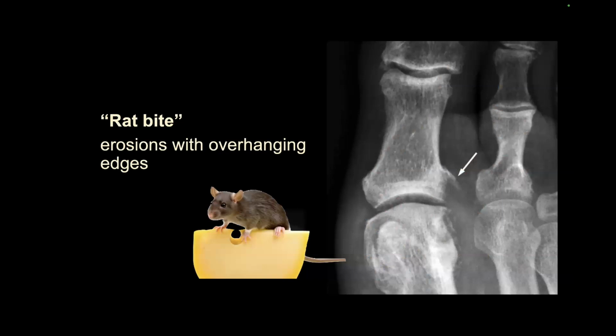My registrars love to talk about the rat bite morphology of juxta-articular erosion. When you superimpose that onto your radiographs, you can really get the idea that this tophus has taken a big bite out of the side of the bone, and you've still got a residual rim of overhanging osteophyte formation.